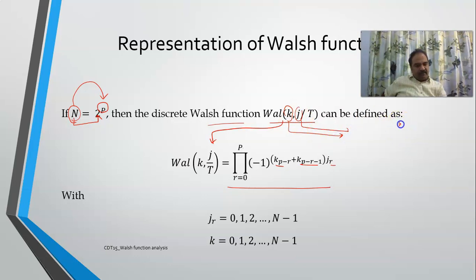Now let us suppose I want to take Walsh 5, 4. Then what I must do? I must represent 5 in binary format, and 4 is also to be represented in binary format. How many bits you are supposed to consider? This many number of bits, based upon p, you are supposed to consider, and based upon that, you are supposed to calculate the Walsh function. That we will see in a problem now.